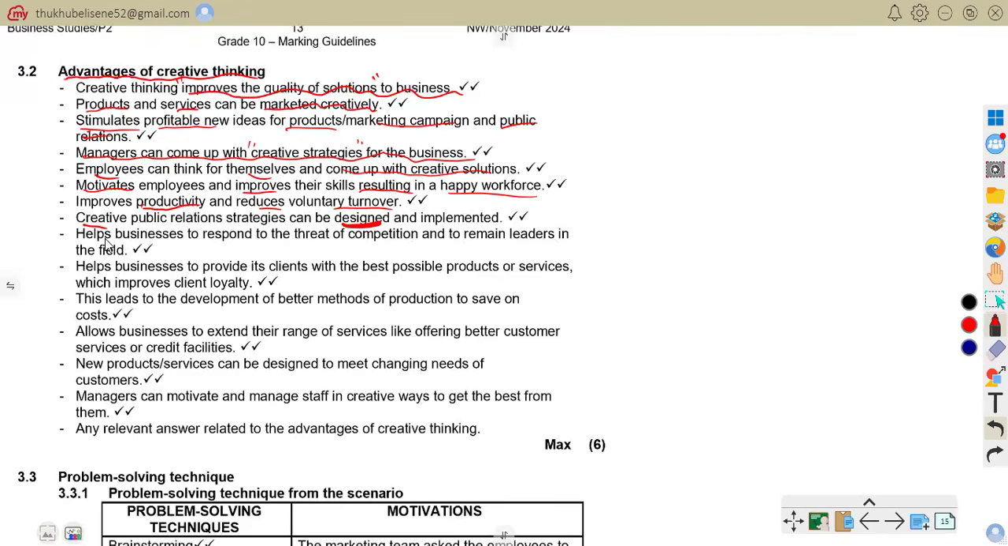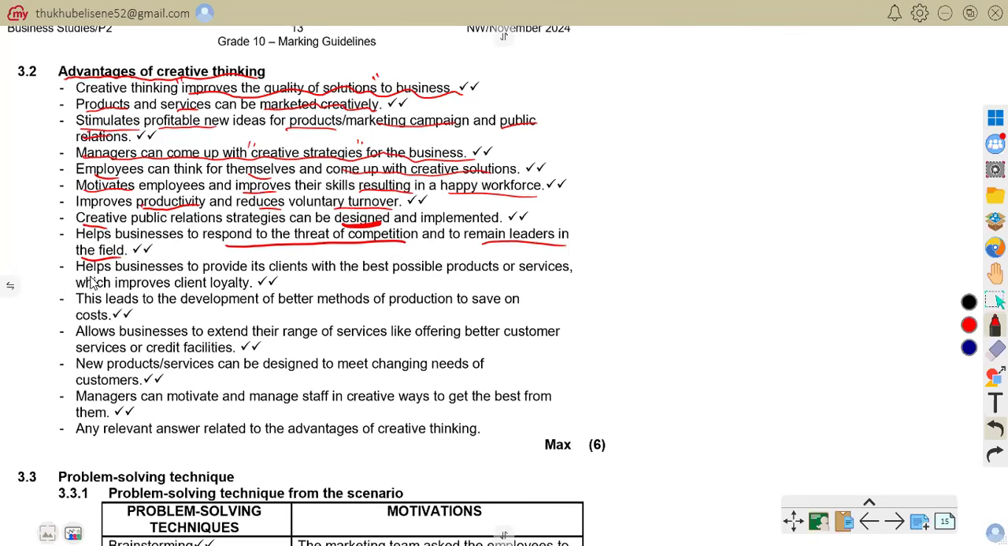It also helps business to respond to the threat of competition and remain leaders in the field. So it means you're not going to run out of the market. When you are using creative thinking, you can respond to challenges that come up with intense competition. You can respond by trying by all means to come up with what? A competitive advantage. Meaning it is going to be easy for you to compete with unique ideas. Unique ideas keep the business ahead.